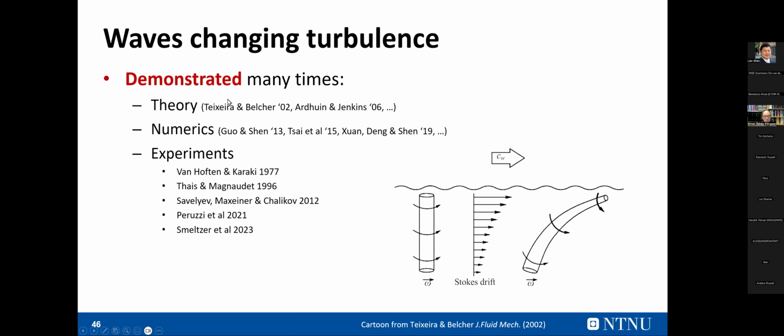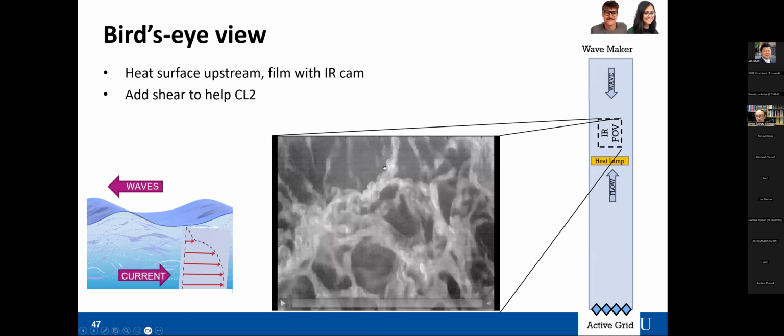So there's been plenty of theory. I think one of the main papers probably is the Shrira and Belcher 2002, a rapid distortion theory paper, very much cited. There's a paper by Ardhuin and Jenkins. There's been a number of numerical investigations. I'm sure Lian Shen will tell you in a moment. He's behind a number of them. And it's been experimentally observed many times, but we looked into it with a different view.